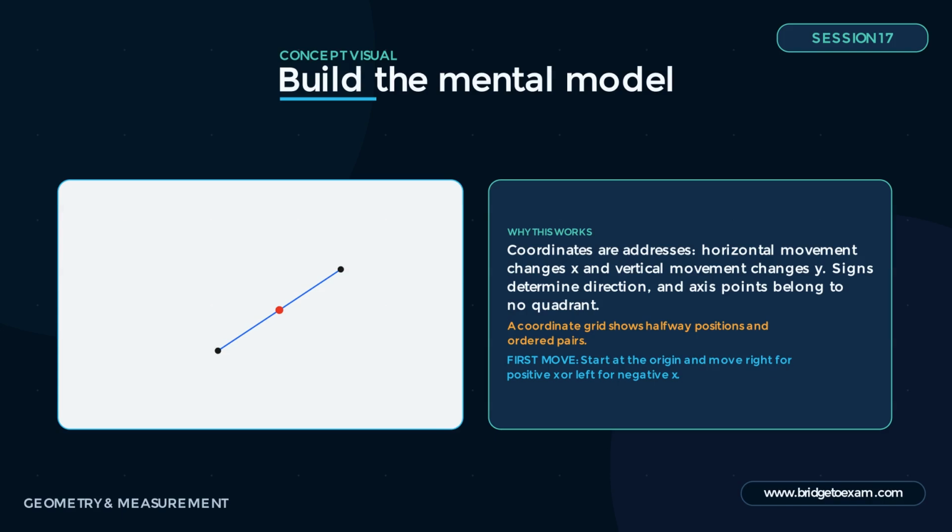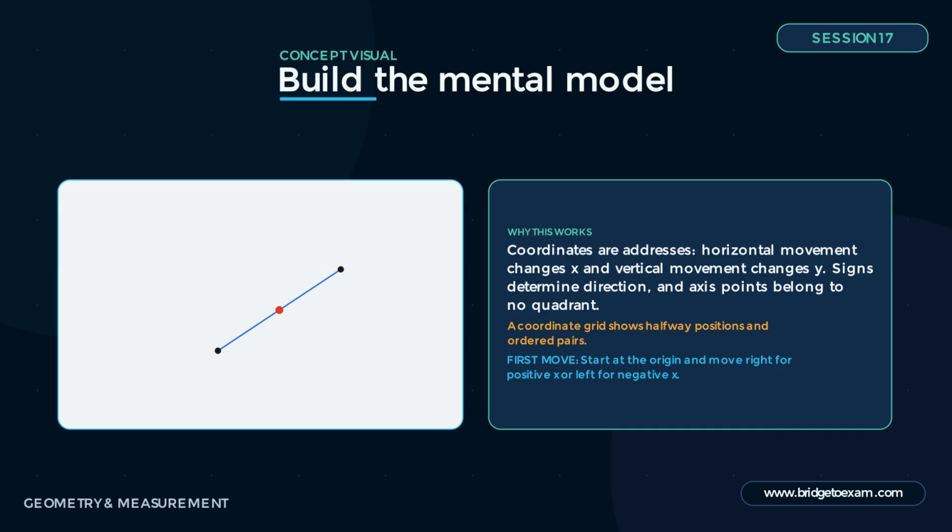Here's the central reasoning. The points -3, 2 and 5, 2 lie on the same horizontal line. Their distance is 5 minus -3 equals 8 units. The equal y values show immediately that no diagonal calculation is needed.